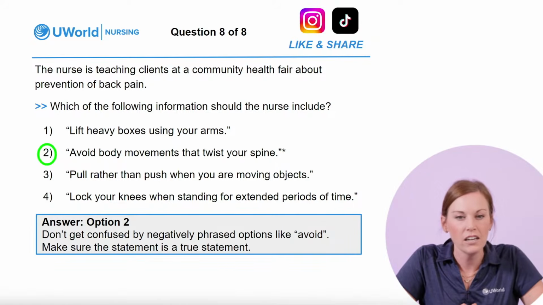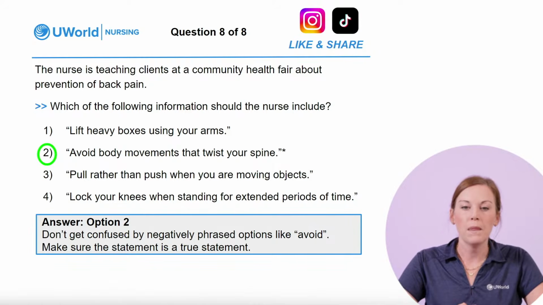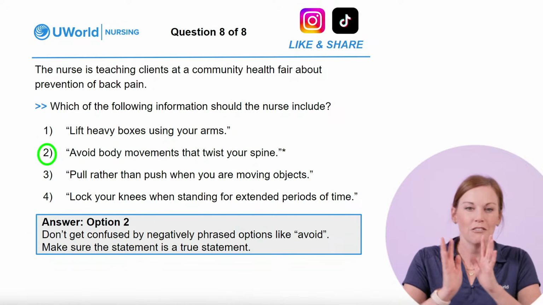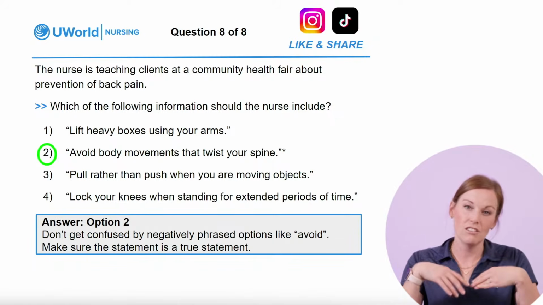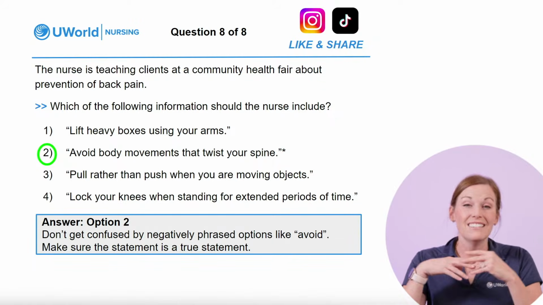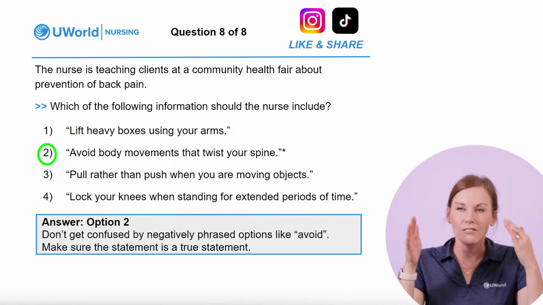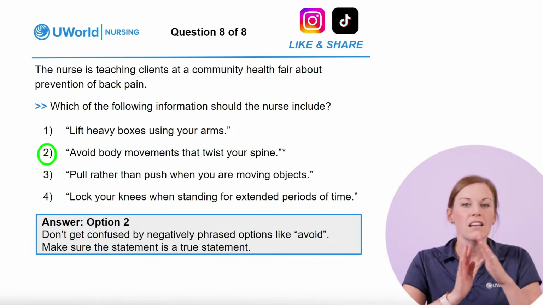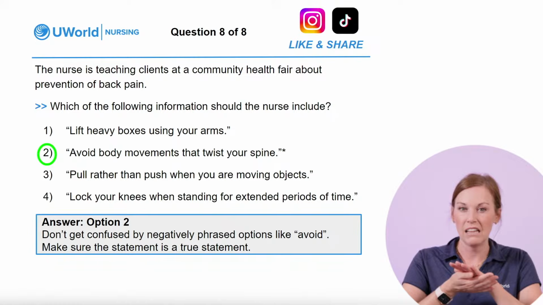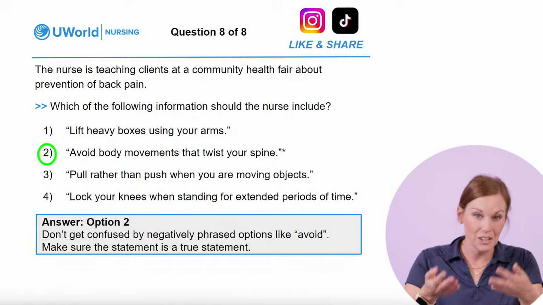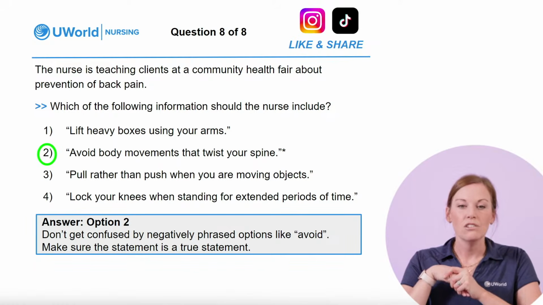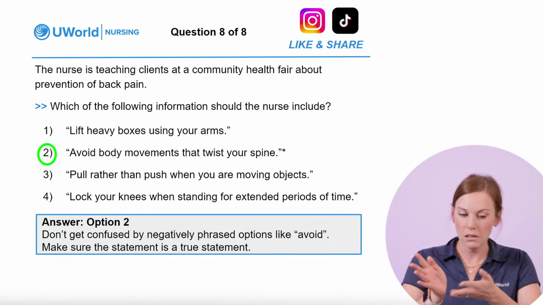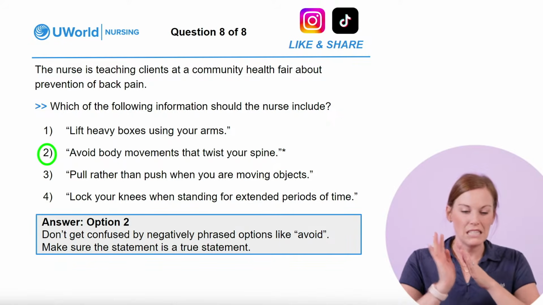All right, so our correct answer on this one is going to be option 2, avoid body movements that twist your spine. We're looking for information we should include. So these are true statements that we want to tell our client. Sometimes when we see that word avoid, it's a negatively phrased statement. So we have to understand what the statement is trying to tell us. So twisting your spine is not indicated for clients that have back pain. So avoiding it would be a good thing to tell our client. This would be a true statement. So we definitely want to avoid that. That's not good body mechanics. We're really not meant to twist like that.